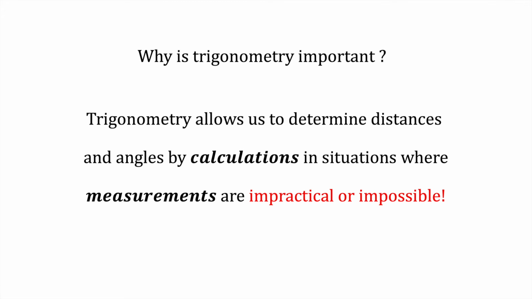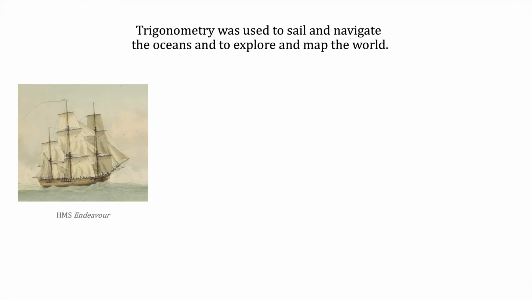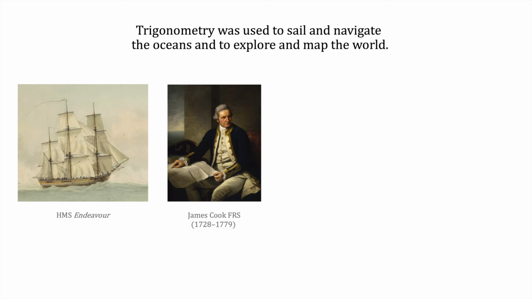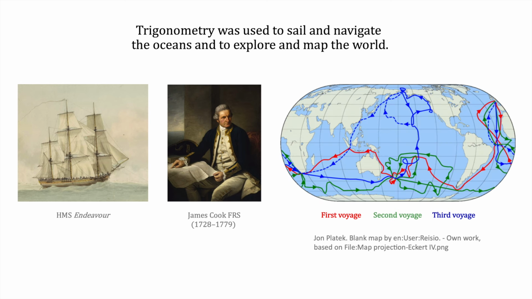Trigonometry allows us to determine distances and angles by calculation in situations where measurements are impractical or impossible. We will briefly mention some of these, including a very important discovery that has contributed enormously to our modern information and communication technologies. Trigonometry was used to sail and navigate the oceans and to explore and map the world. The British explorer and cartographer Captain James Cook certainly knew and used trigonometry as he was navigating and charting his way around the world from the Arctic to Antarctica.